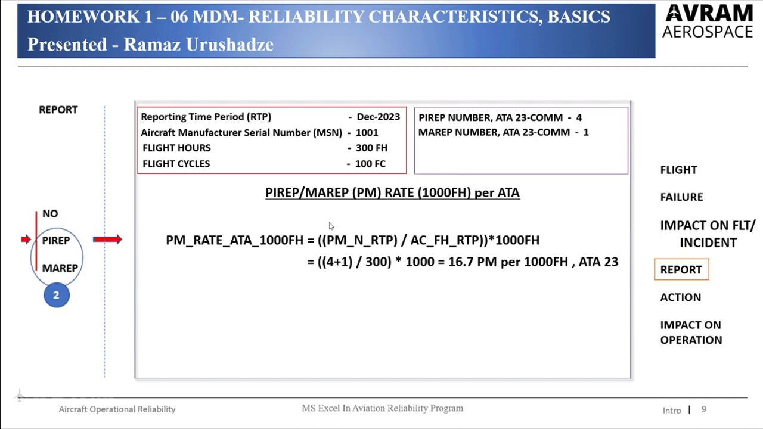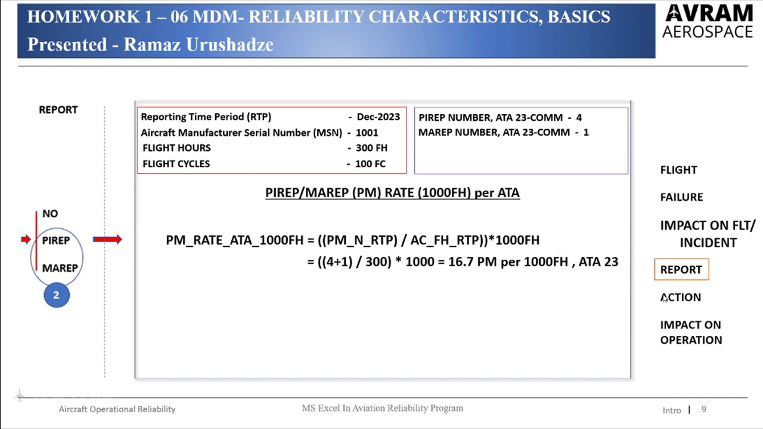In numerator, we have PIREP-MAREP numbers per RTP. In denominator, we have aircraft flight hours per RTP. And all this we have to multiply by 1000 flight hours. As a result, PIREP-MAREP 4 plus 1, divide 300 aircraft flight hours, or fleet flight hours in our case. Gives us 16.7 PIREP-MAREPs per 1000 flight hours for 8823 in December 2023.